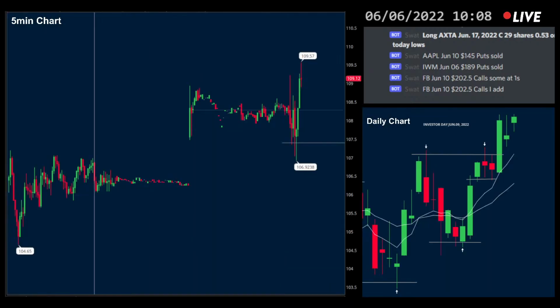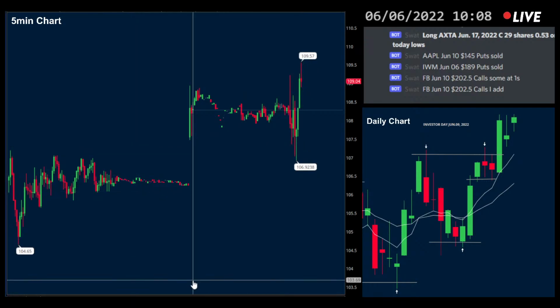AMD having some trouble once again at 109. I'm not fading it, but keeping on watch. So they bought the dip. Let's see. AMD can squeeze higher, but the move is a little bit extended. But yeah, it can go. Me just not liking to chase the move.